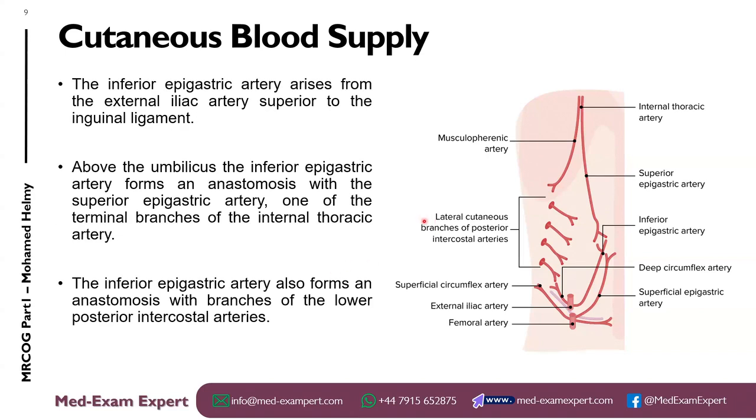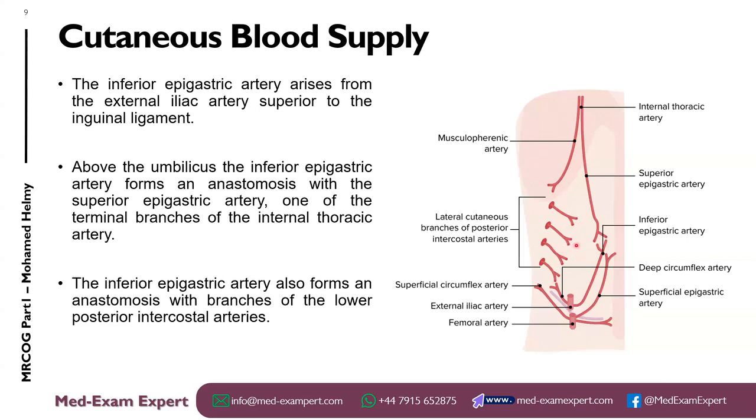The inferior epigastric artery arises from the external iliac artery, just superior to the inguinal ligament, and we are going to talk about the inguinal ligament in a while. And above the umbilicus, there is anastomosis between the superior and inferior epigastric arteries. Also, the inferior epigastric makes anastomosis with the posterior intercostal arteries, which supply the flanks.